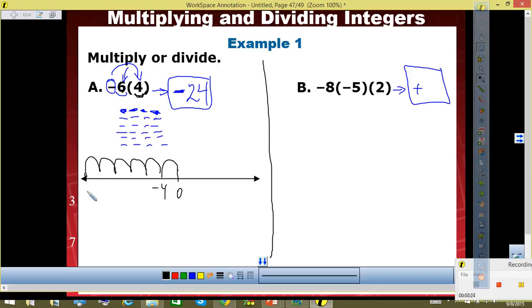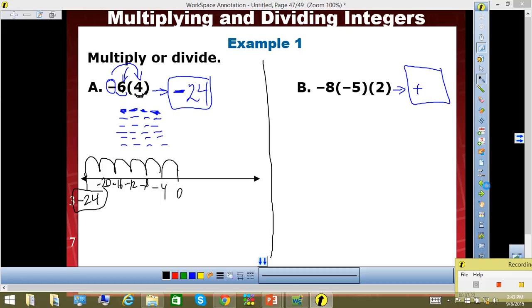Let's see where I'm at. Negative 4, negative 8, negative 12, negative 16, negative 20, and this is negative 24. Copy that, please. All right, here we go. So, any questions up to right there?